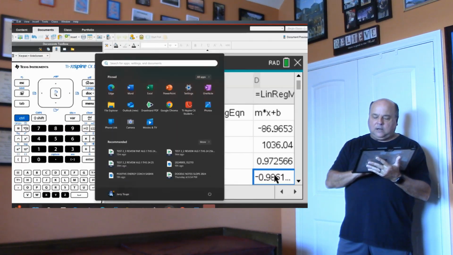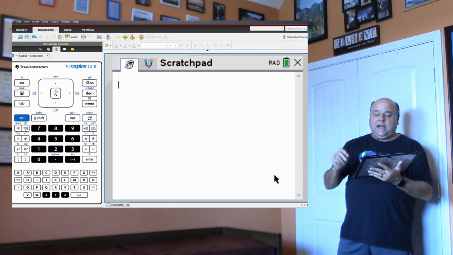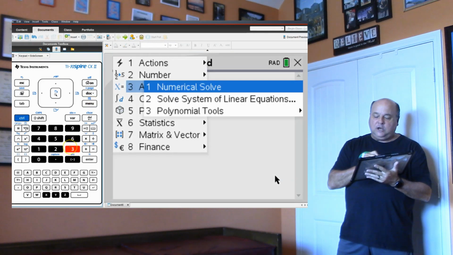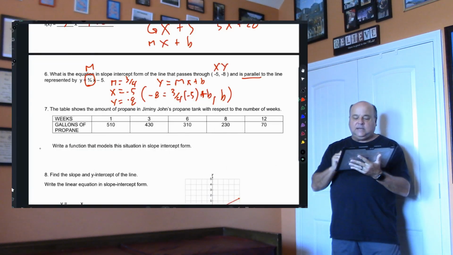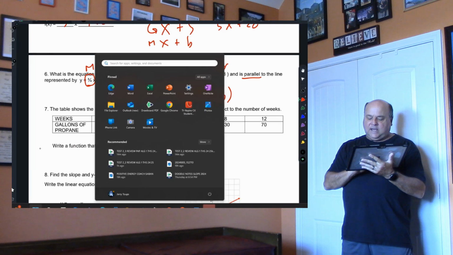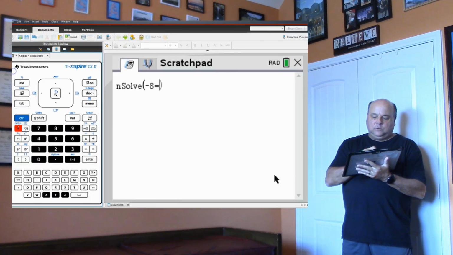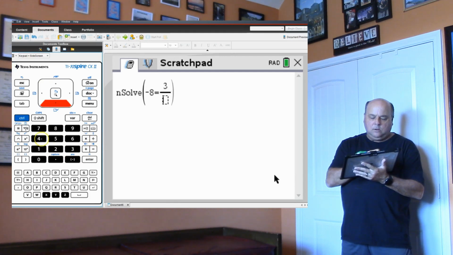So I'm going to go to my calculator. I'm going to hit home. I want to calculate, and I'm going to do nSolve. So menu, algebra is 3, numerical solve is 1. And we are going to solve this equation. I need to type it in. -8 equals 3/4 times -5. So -8 equals, control divide, 3 down 4.